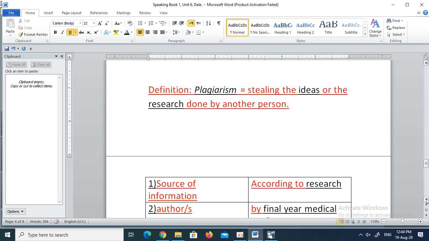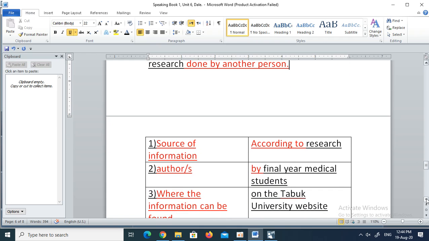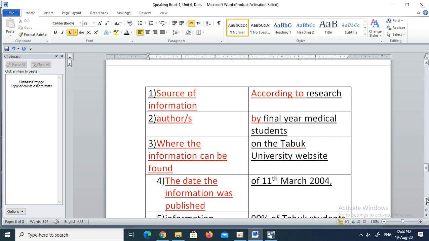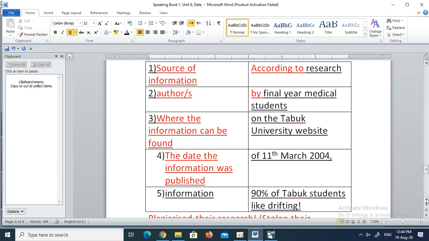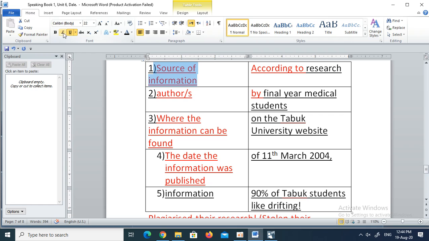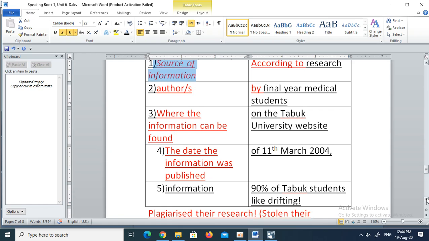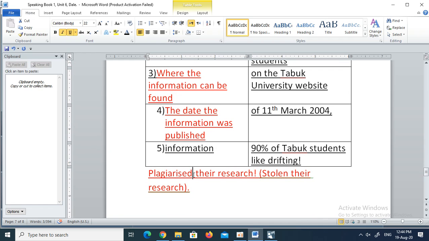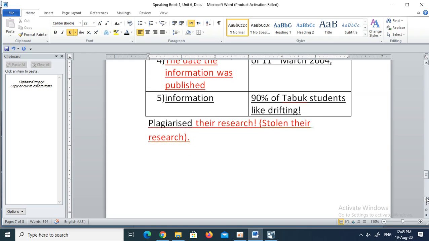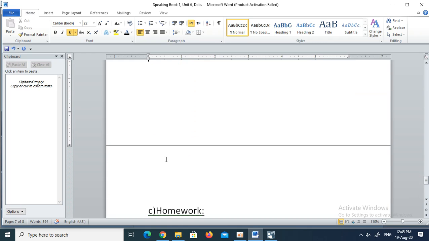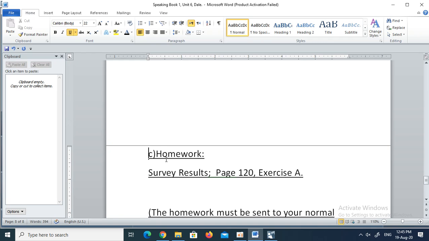Okay. Guys, that is the reason that we always, in any academic publication, will source our information. You have to tell the whole world where you got the information. If you don't tell the whole world where you got the information, then you have plagiarized the research. Okay. Now you understand why we have to source our information.